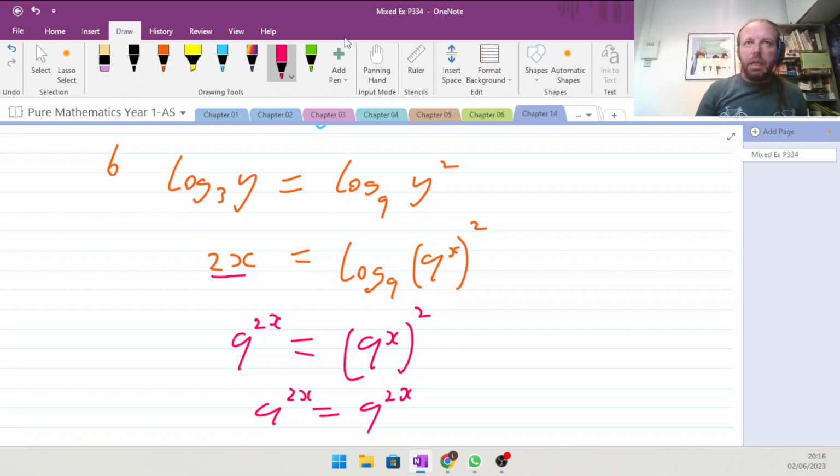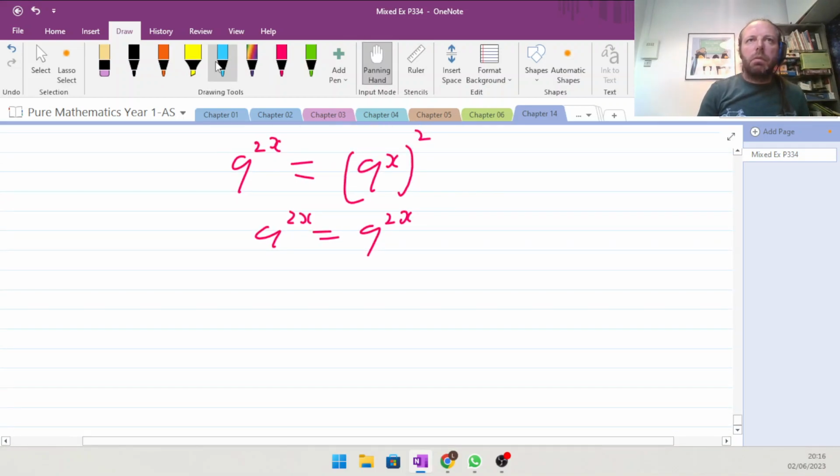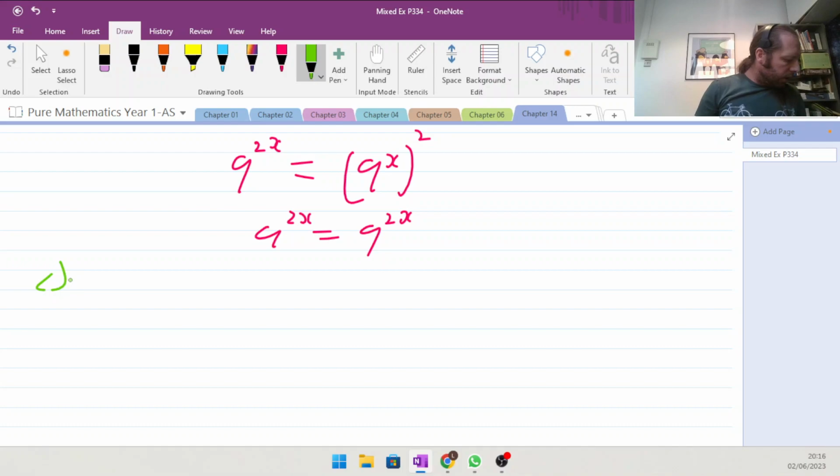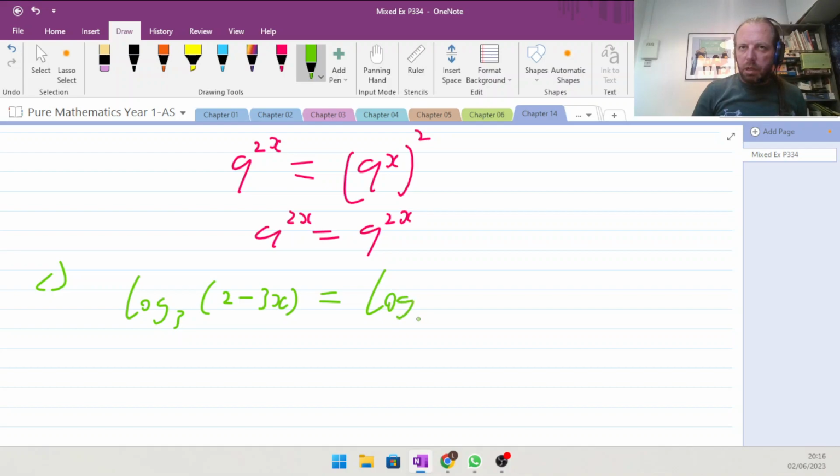Use your answer to part B to solve the equation: log to the base 3 of 2 minus 3x equals log to the base 9 of 6x squared minus 19x plus 2.